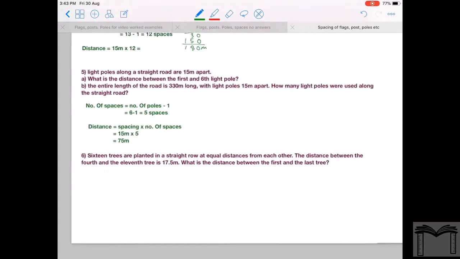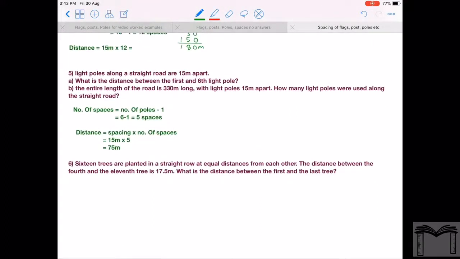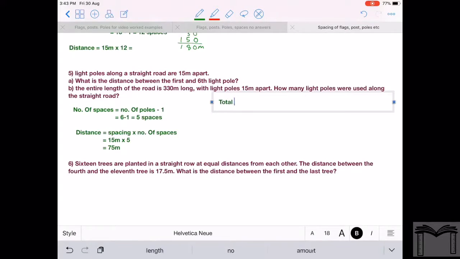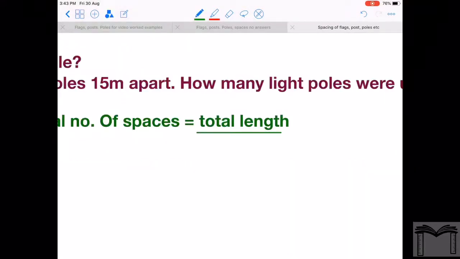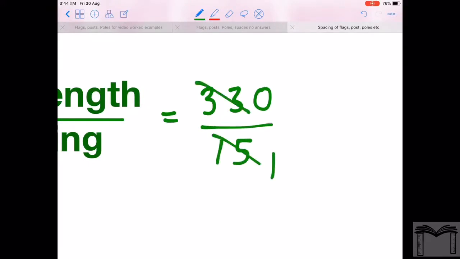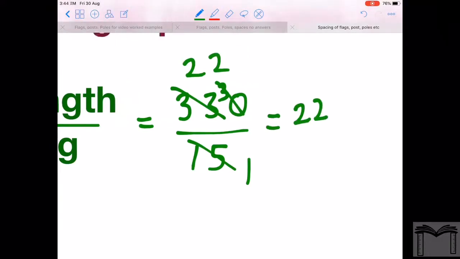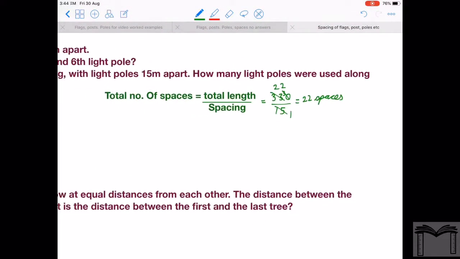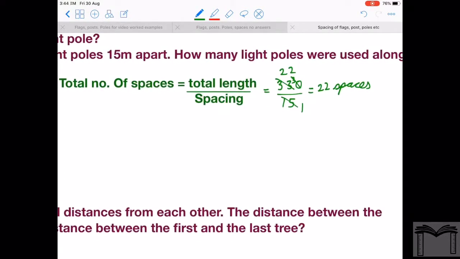Part B, the entire length of the road is 330 meters long, with light poles 15 meters apart. How many light poles were used along the straight road? So remember, the total number of spaces is equal to the total length divided by the spacing. We were given the total length to be 330 meters and the spacing to be 15 meters. So 330 divided by 15, 15 into 15, 1, 15 into 33 is 2. Remainder 3, carry over the 3, 15 into 30 is 2. So that's 22 spaces. And the number of poles is the number of spaces plus 1. So that's 22 plus 1, so the answer is 23 poles.